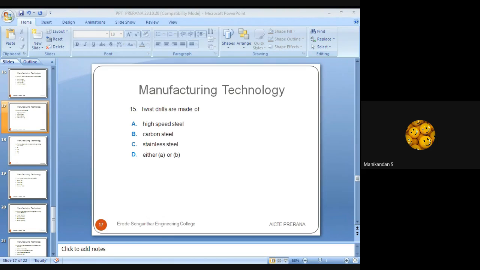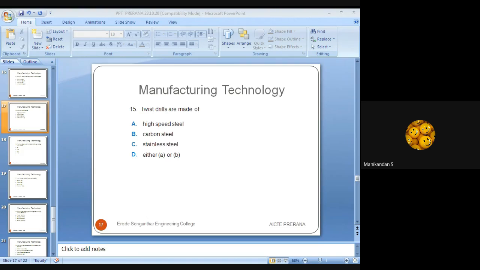Yeah, actually, twist drills are made of high speed steels, or carbon steels, or stainless steel, or the last one? Actually, the answer is either A or B. Okay, either A or B.